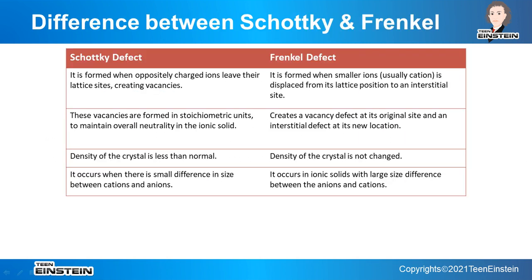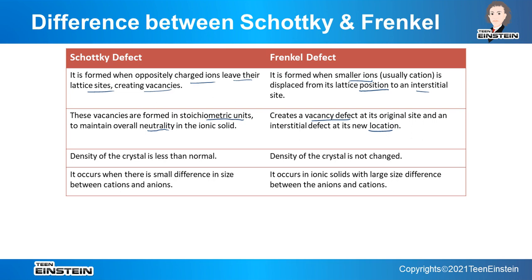Next, difference between Schottky defect and Frenkel defect. So Schottky defect is formed when oppositely charged ions leave their lattice sites, creating vacancies. But in case of Frenkel defects, the smaller ion, which is usually the cation, is displaced from its lattice position to some interstitial site. These vacancies are formed in stoichiometric units to maintain overall neutrality, and in case of Frenkel defect, there is a vacancy created at its original site, and an interstitial defect at its new location.